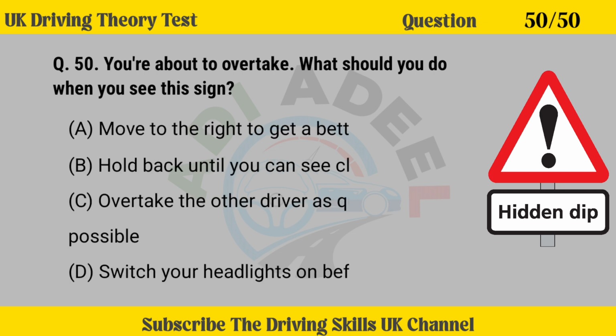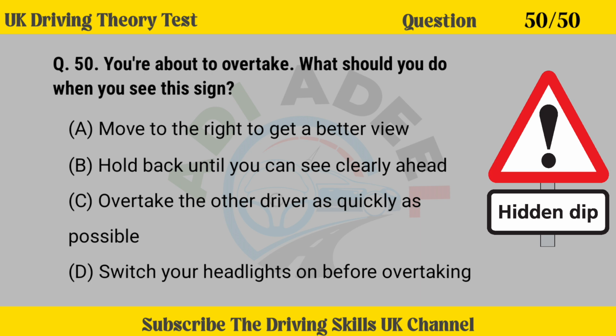Question 50. You're about to overtake. What should you do when you see this sign? A. Move to the right to get a better view. B. Hold back until you can see clearly ahead. C. Overtake the other driver as quickly as possible. D. Switch your headlights on before overtaking. The right answer is B. Hold back until you can see clearly ahead.